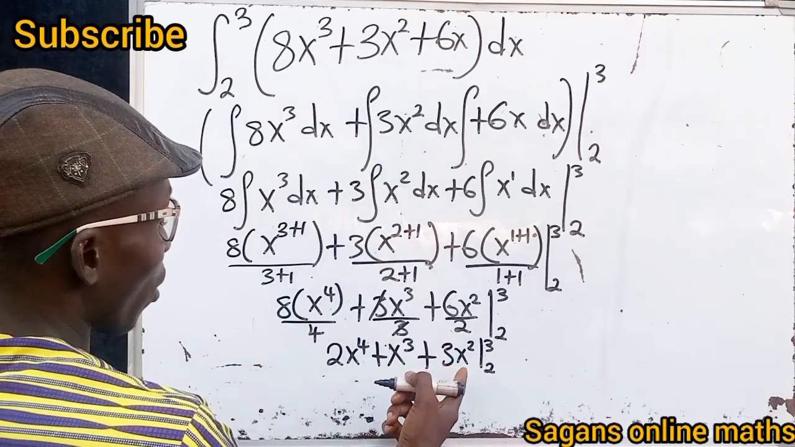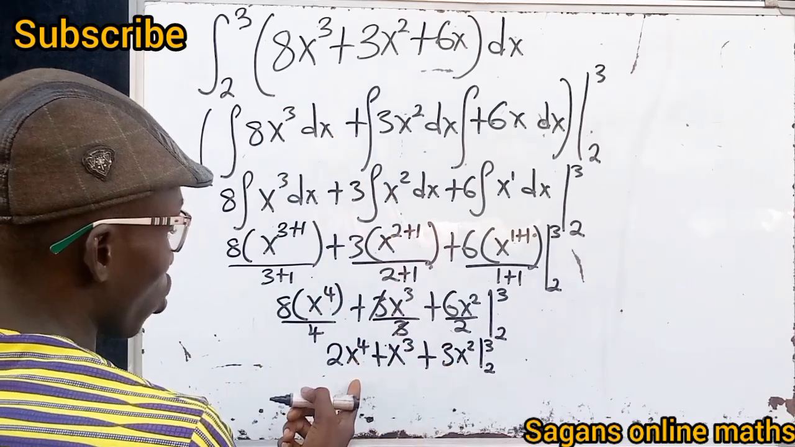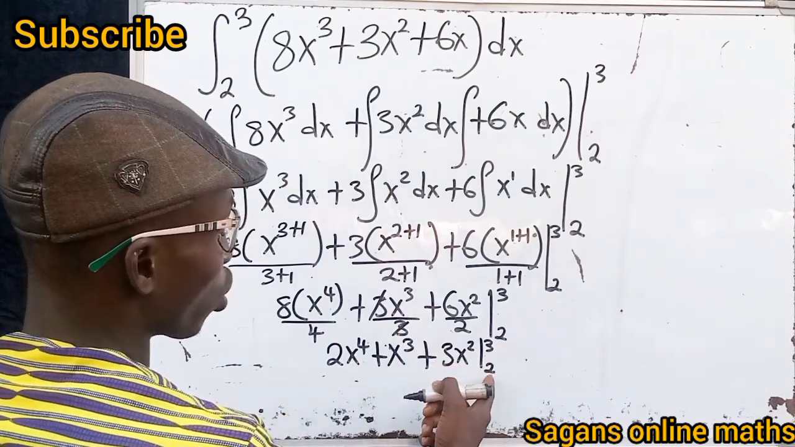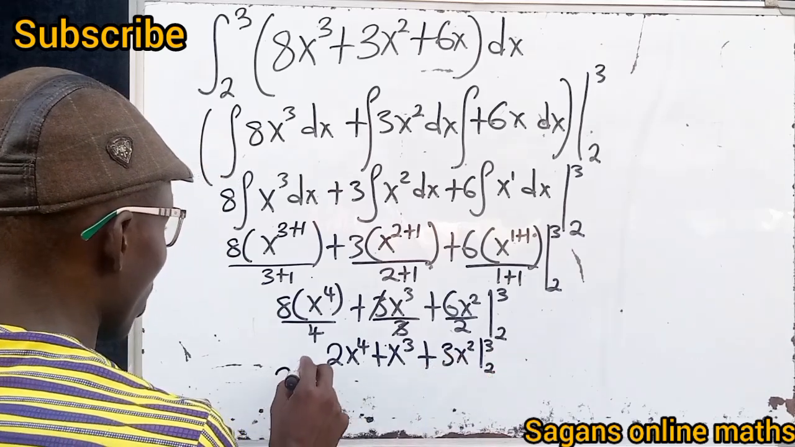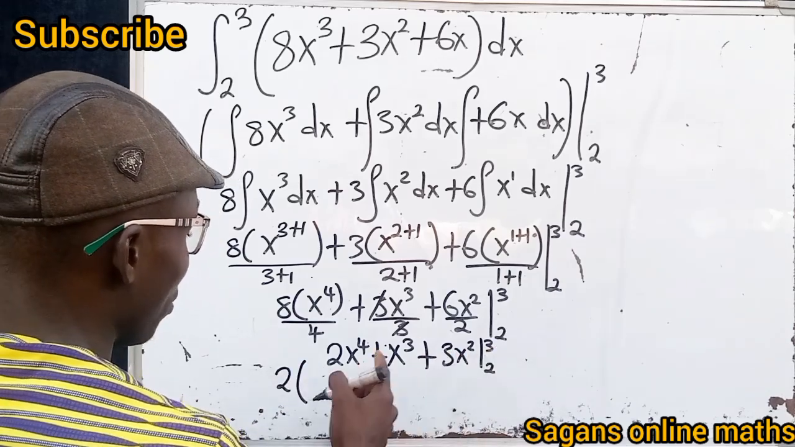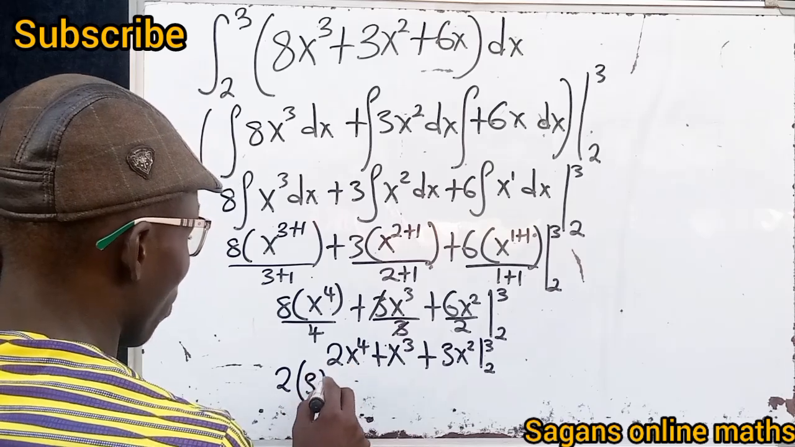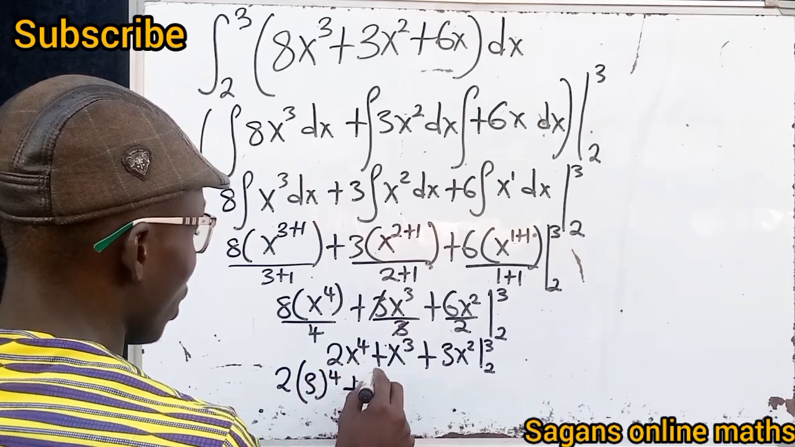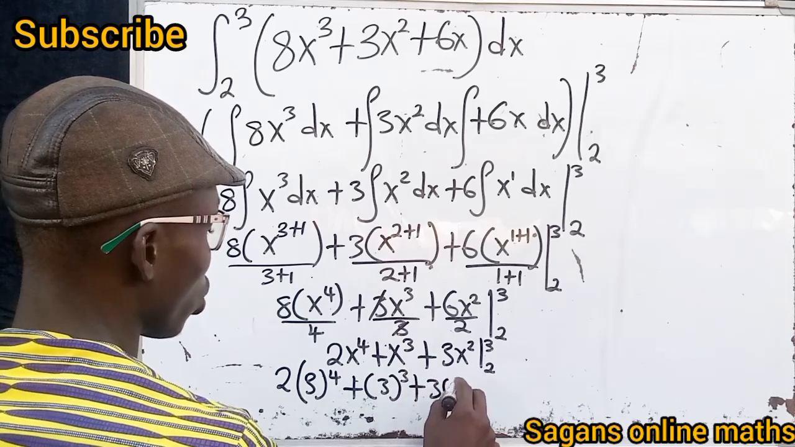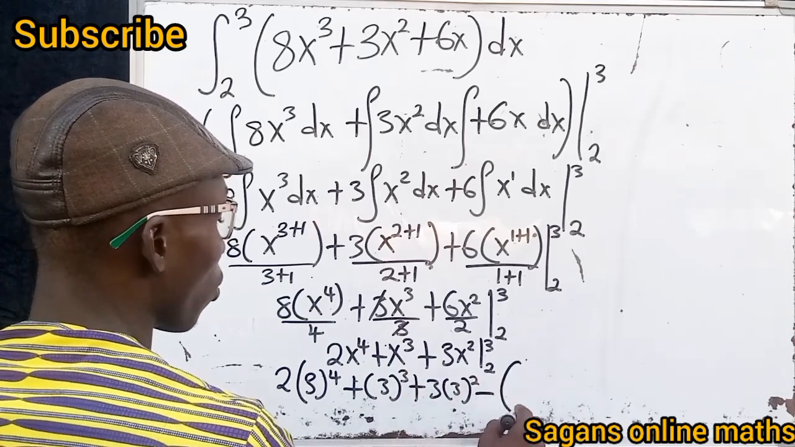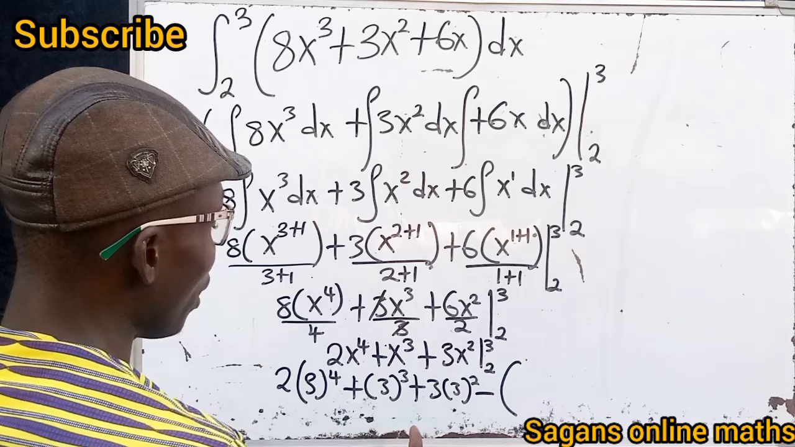Now, since we are integrating this function, we are going to substitute our upper limit minus our lower limit. This is our upper limit and this is our lower limit. We are going to add 2 times 3 to the power of 4, plus 3 to the power of 3, plus 3 times 3 to the power of 2, minus our lower limit. Now our lower limit is 2 here.